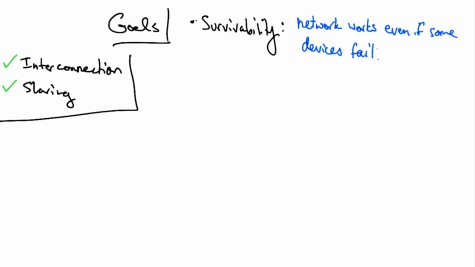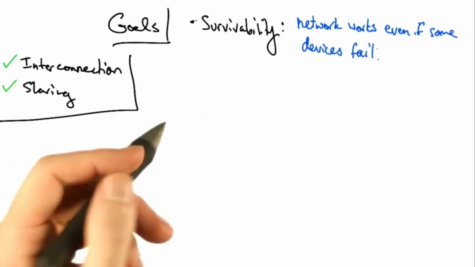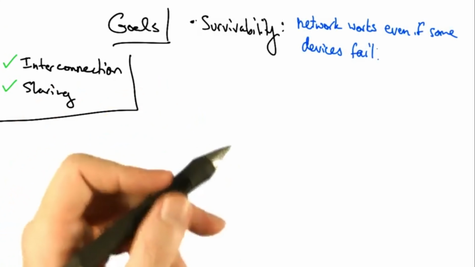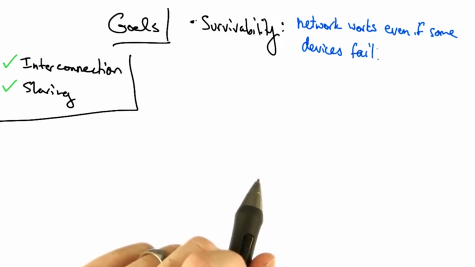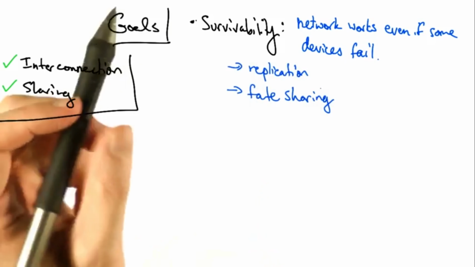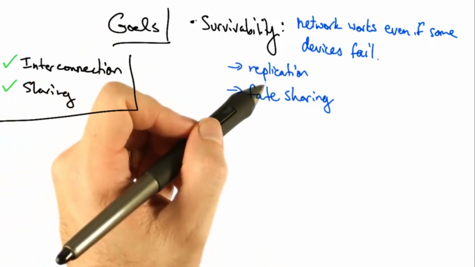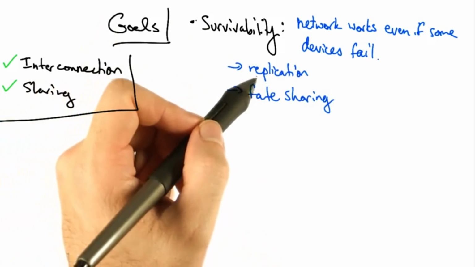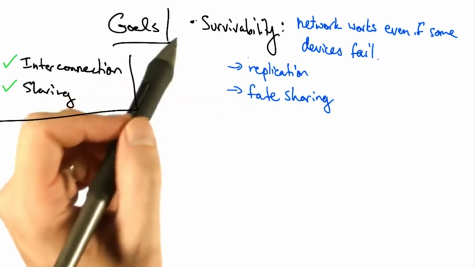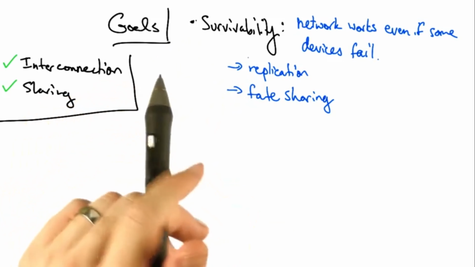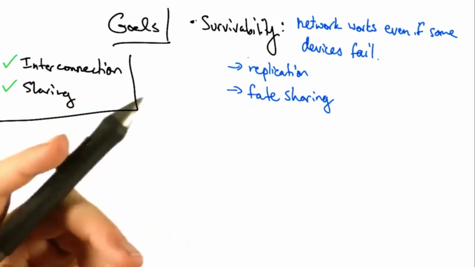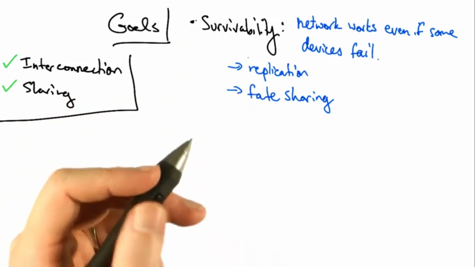One of the goals discussed is survivability, which states that the network should continue to work even if some devices fail or are compromised, and so forth. There are two ways to achieve survivability. One is to replicate, so one could keep state at multiple places in the network, such that when any node crashes, there's always a replica or a hot standby waiting to take over for the failure.